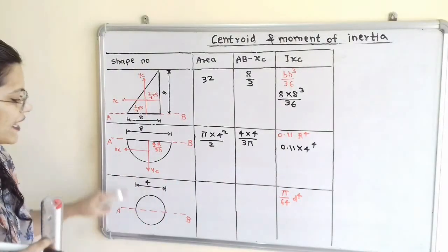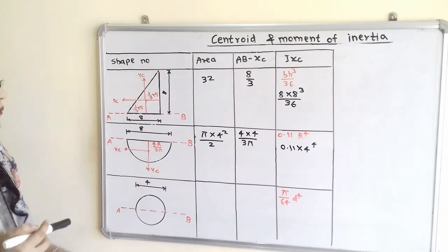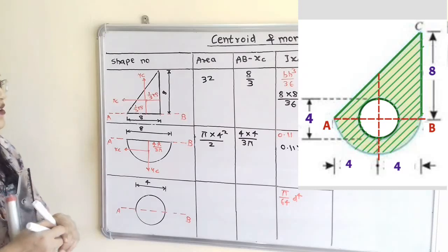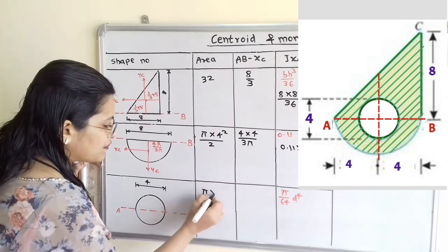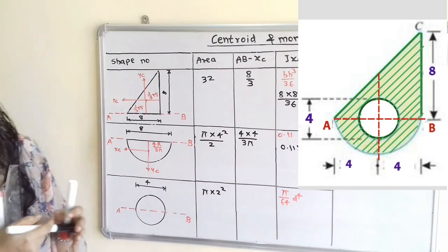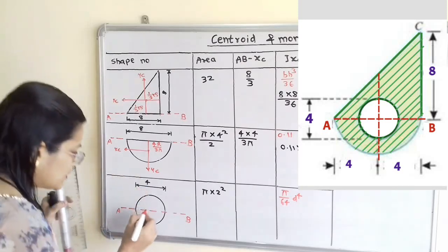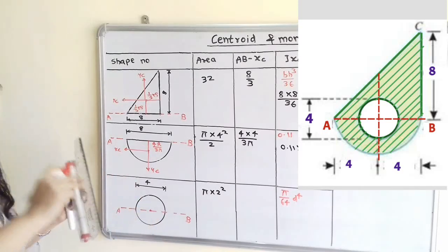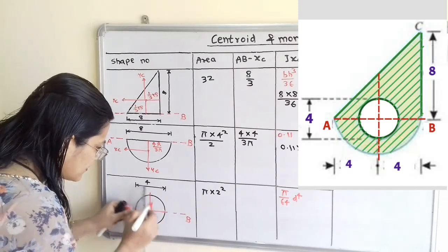Now we will move to the next shape, circle. Now for circle we have to write area. So here radius of this circle is equal to 2 centimeter. So area of circle is pi r square, that is pi multiplied by 2 square. Now we have to show centroid. So centroid of circle is nothing but its center. So center is here. Now from this center we have to show two axes, that is the centroidal axis XC and YC.